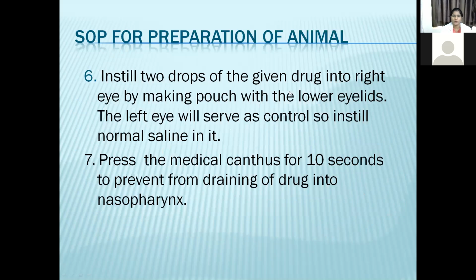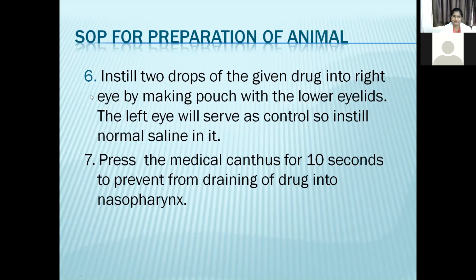Then instill 2 drops of the given drug into the right eye, because it is the test eye, by making a pouch with the lower eyelid, because it prevents the drug from draining into the nasopharynx. So instill 2 drops of the given drug into the right eye by making a pouch with the lower eyelid. The left eye will serve as a control, so instill normal saline in it.